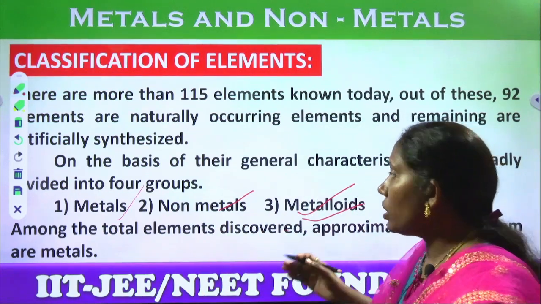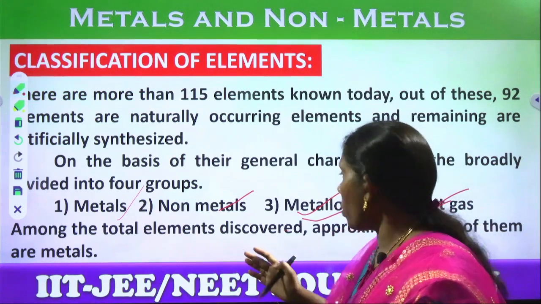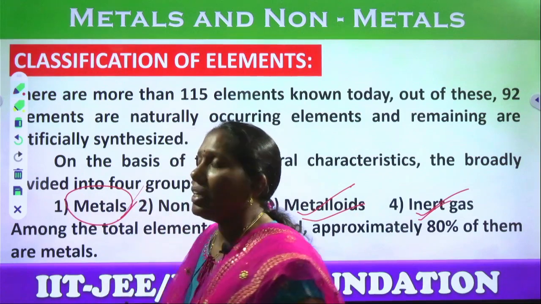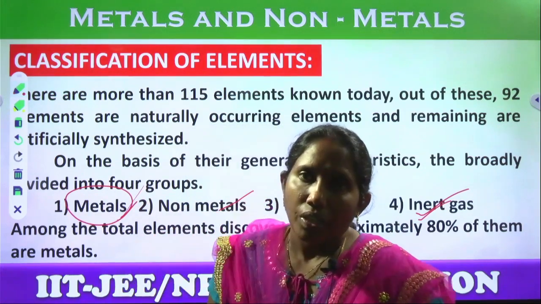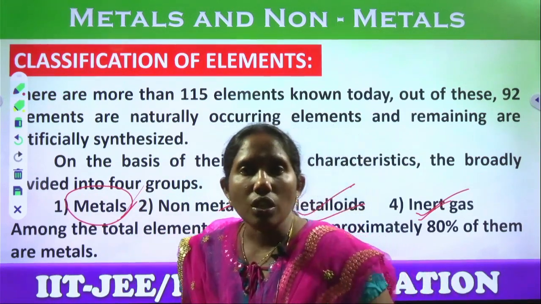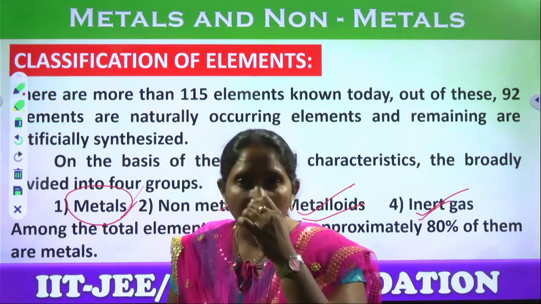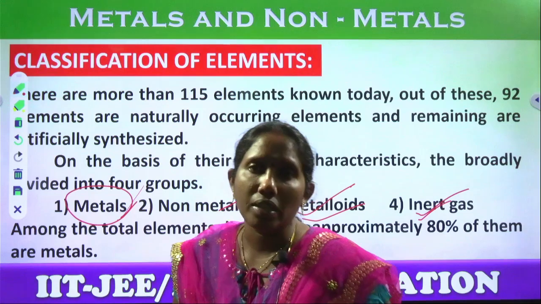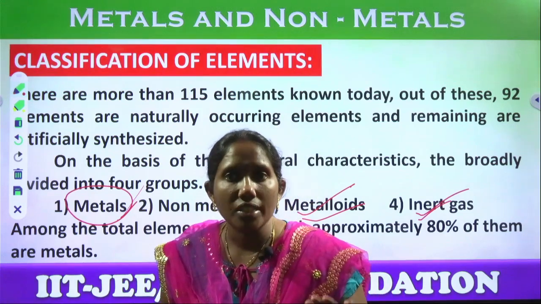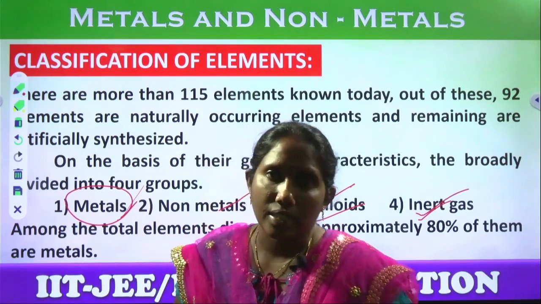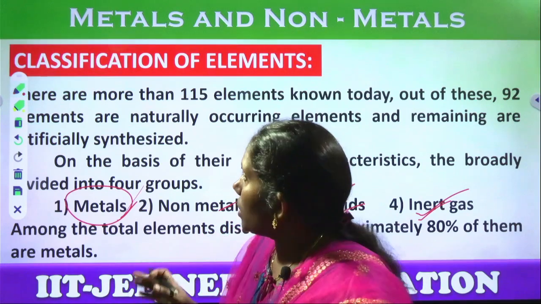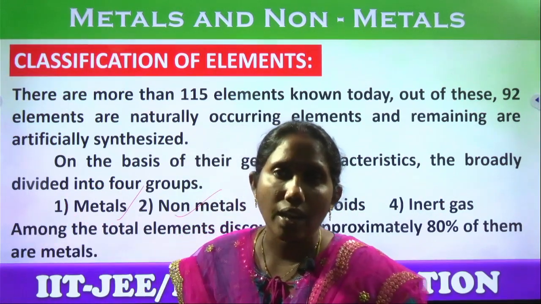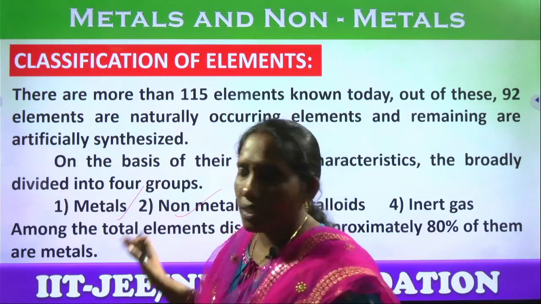Among the total elements discovered, approximately 80% of them are metals. That means most of the elements in the periodic table are metals. The remaining 20% are non-metals, metalloids and inert gases. So here, what is the classification? Metals, non-metals, metalloids and inert gases.